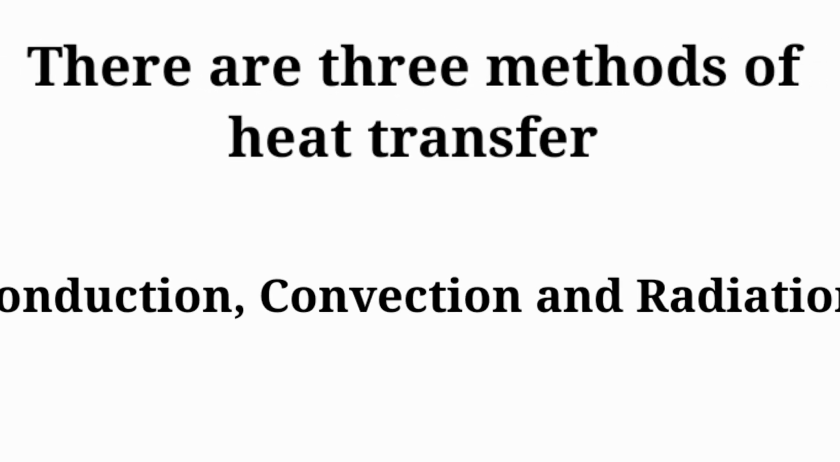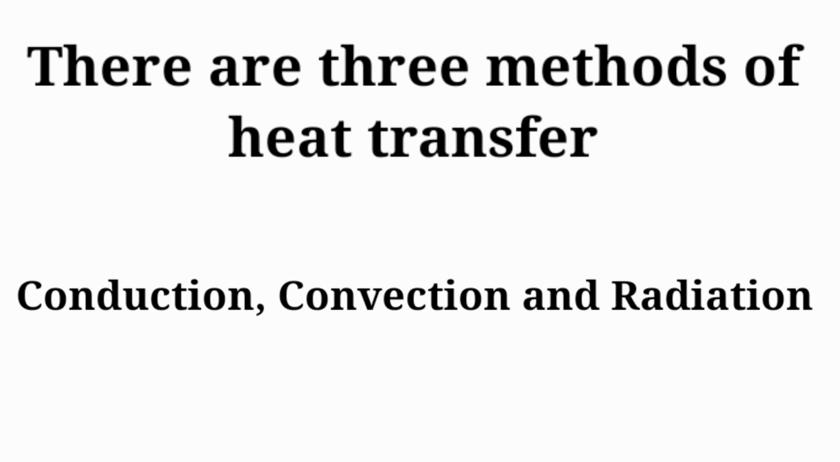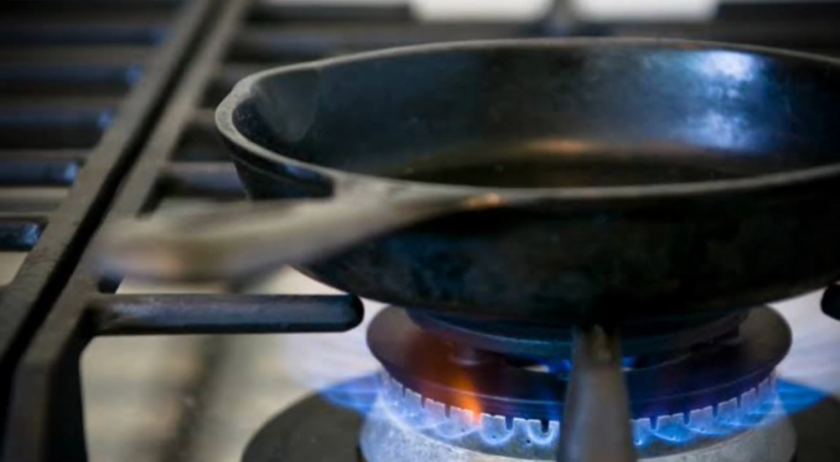There are three methods of heat transfer: conduction, convection and radiation. So first let us understand conduction. When we cook some food in a frying pan, it becomes hot when kept on a flame. This is because the heat passes from the flame to the utensil.